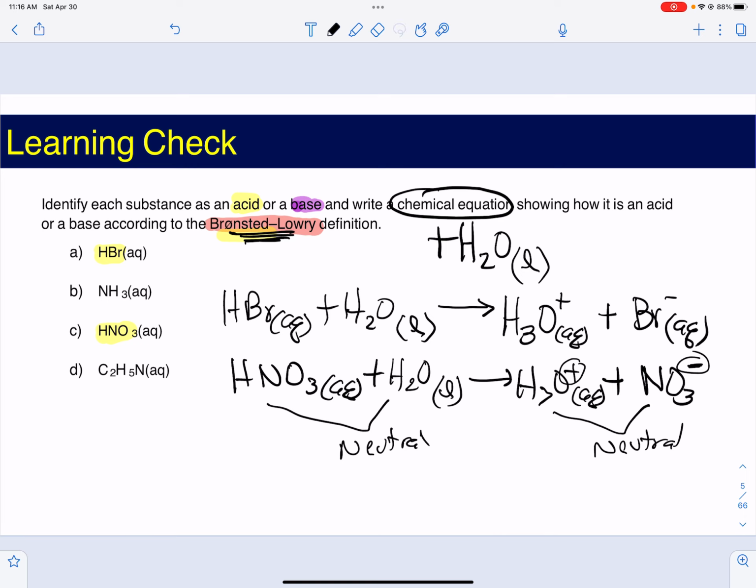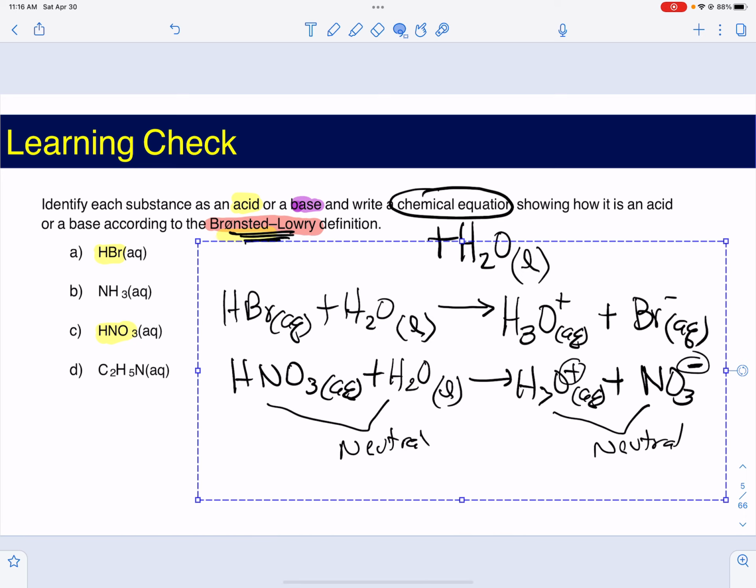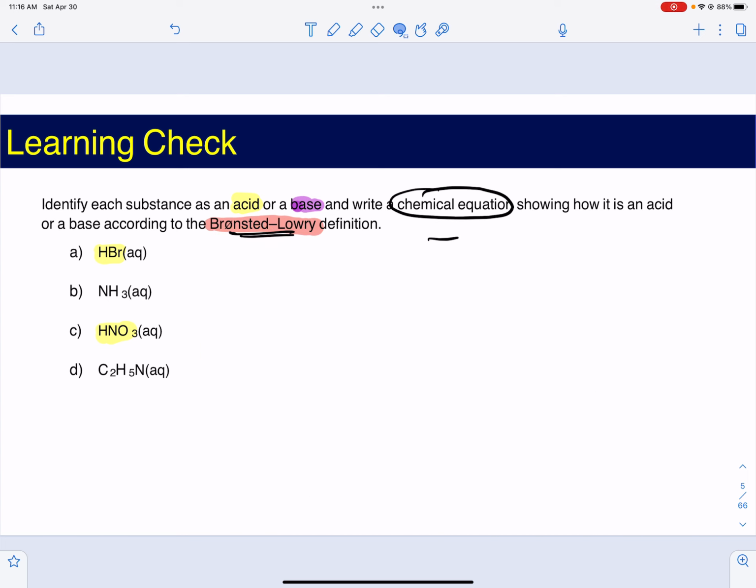What about the bases? The bases are the interesting ones. It was so easy to say this produced hydroxide, so I can see it. Now we cannot say that. So once more, Bronsted-Lowry. So we're going to have to add water. And the base is supposed to accept a proton according to the Bronsted-Lowry.